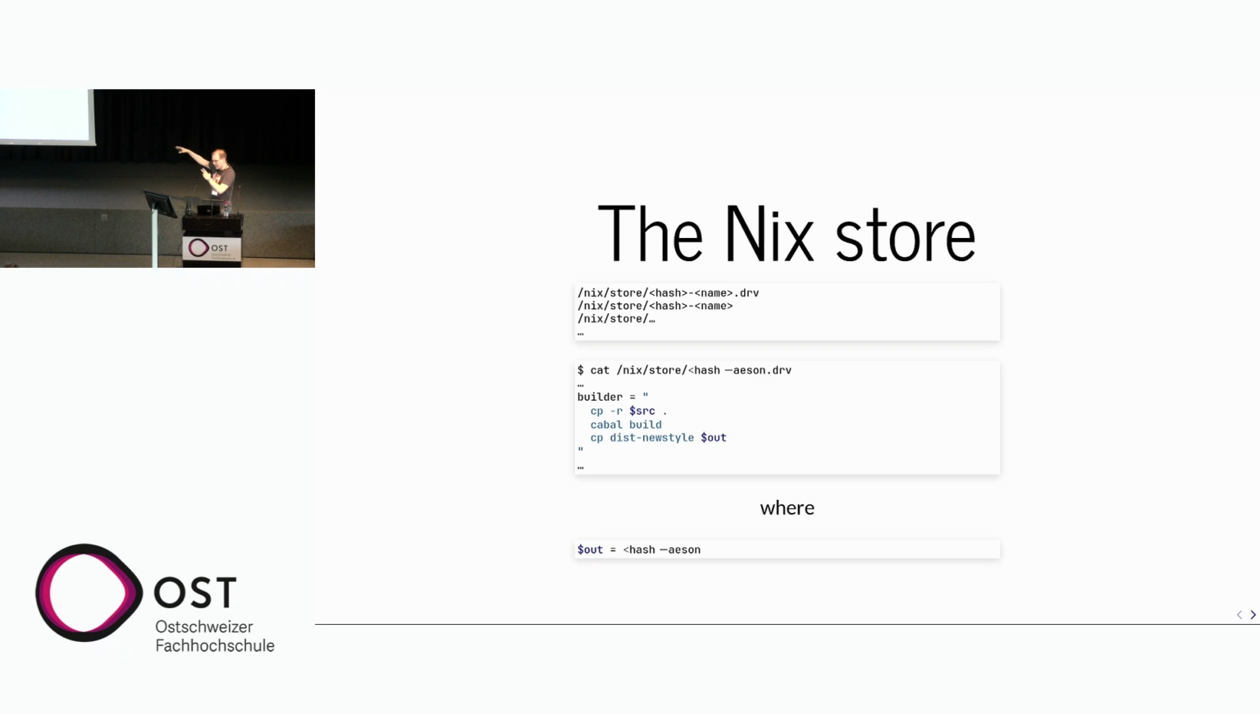That doesn't work exactly like this, but that is the whole concept. So some of the store paths are instructions how to construct other store paths. And the important part of the Nix package manager is basically you write derivations and you execute them to create other outputs.